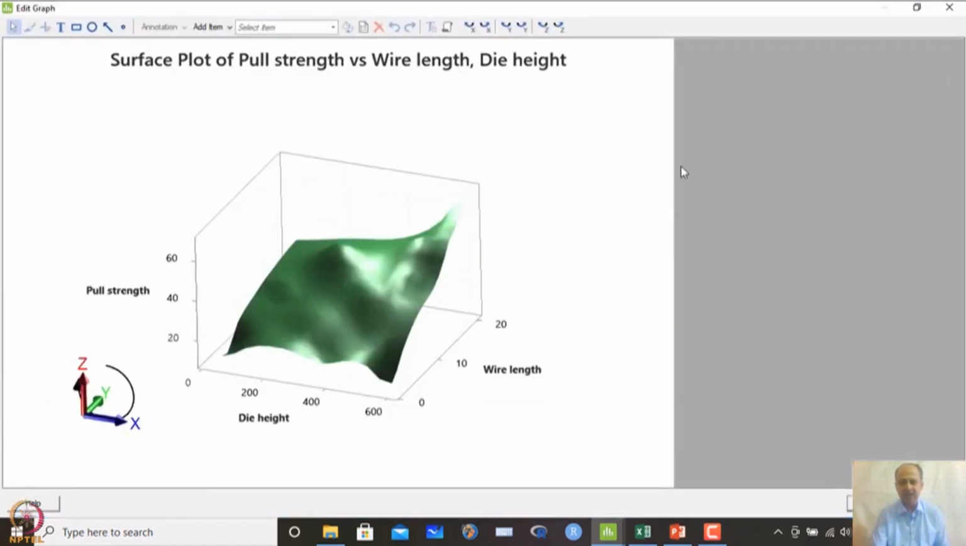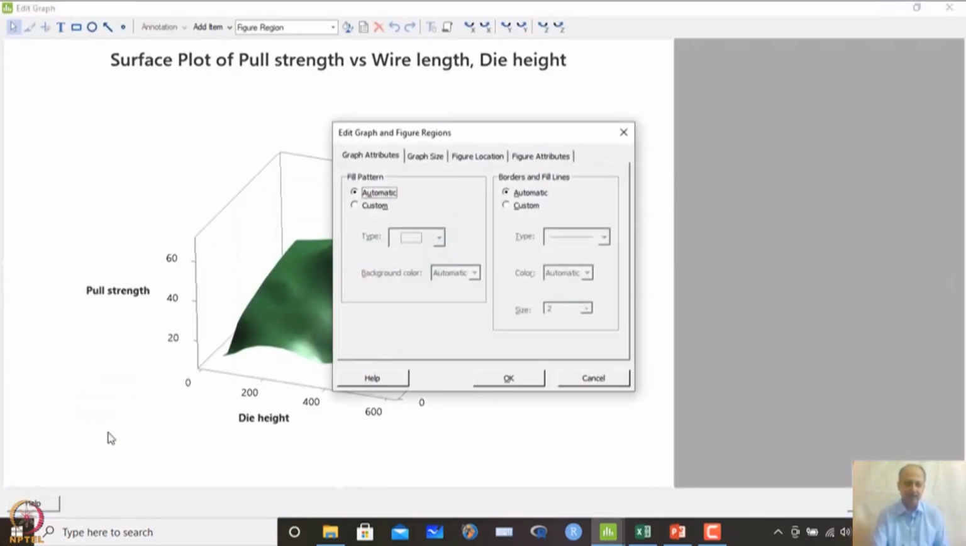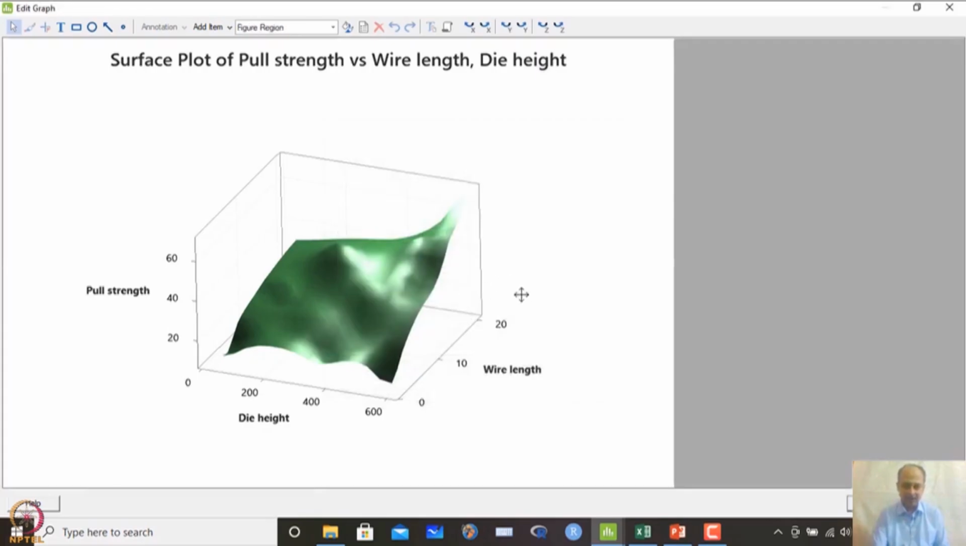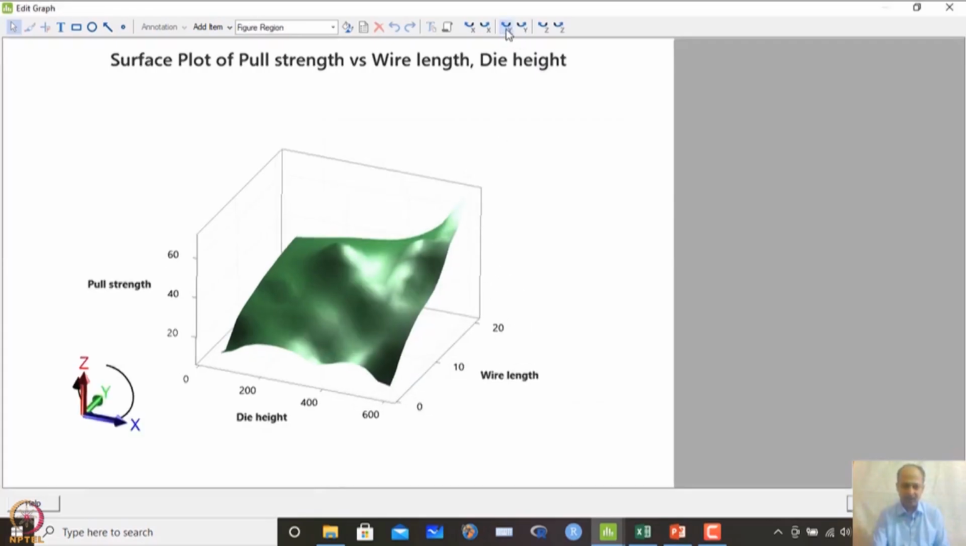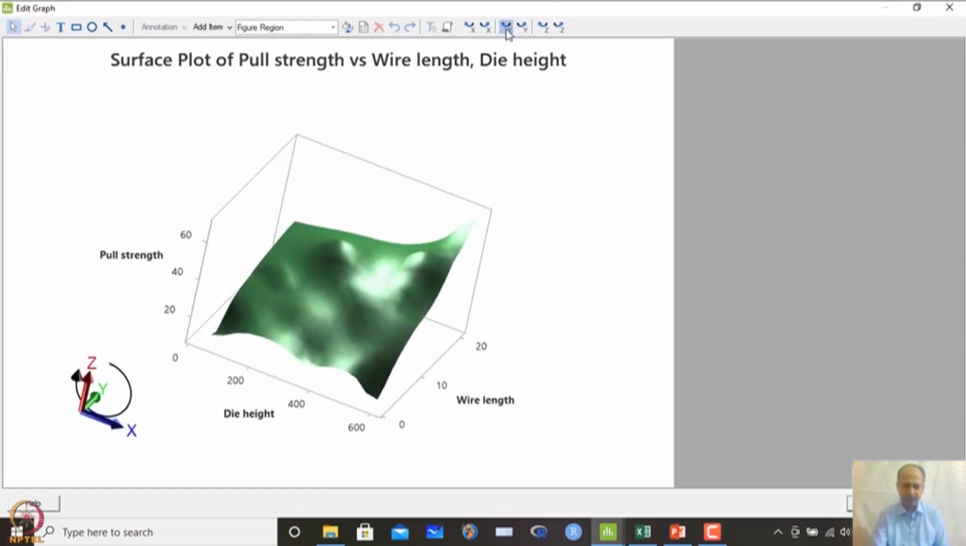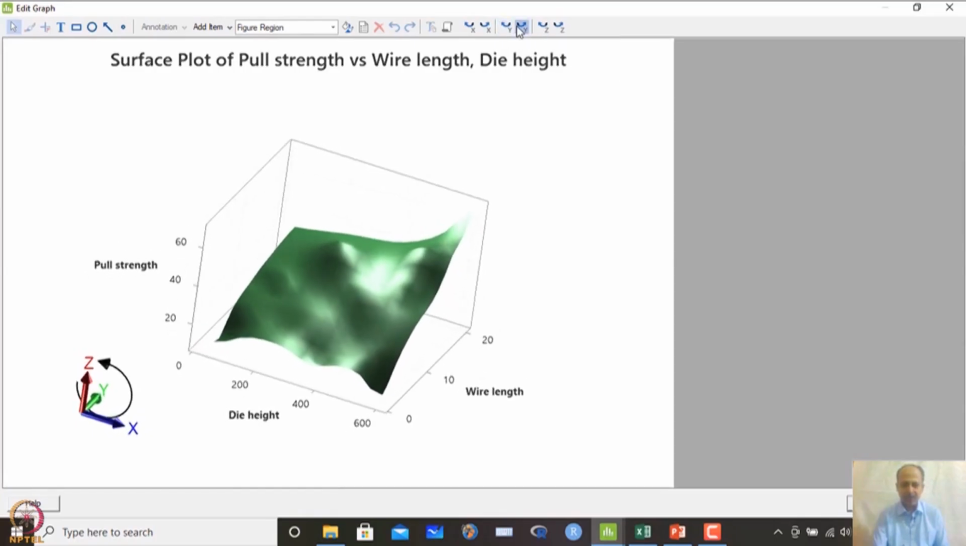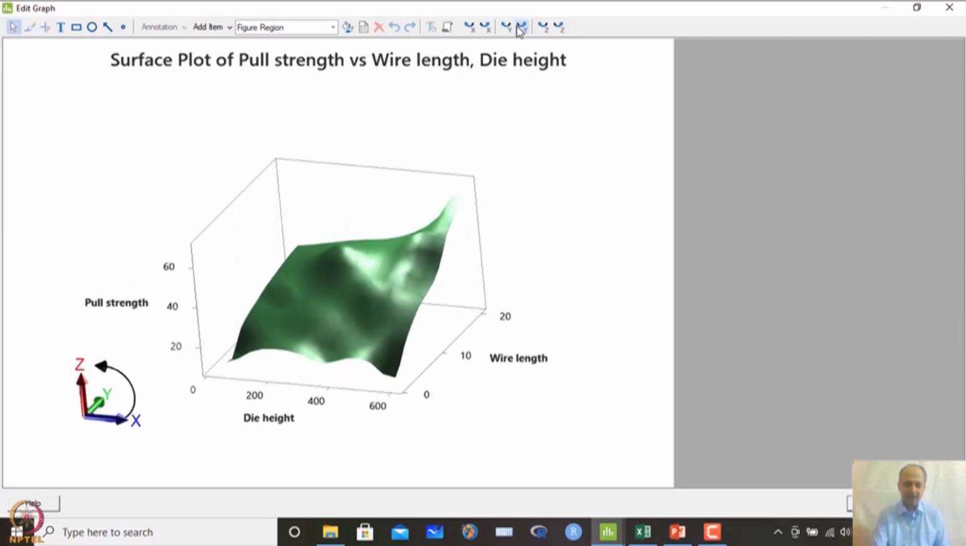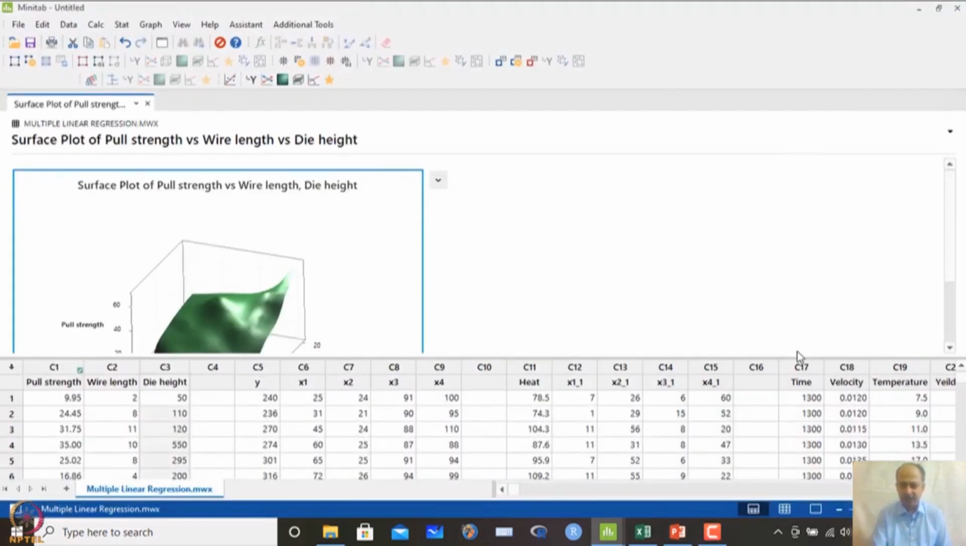So, this is the surface plot that will be generated, and you can rotate this also. You can rotate the axis like that, so that is also possible over here. If you want to rotate and see what is happening, that is possible in MINITAB, and it gives you an idea of how the surface looks. So, we can see all aspects of regression over here.